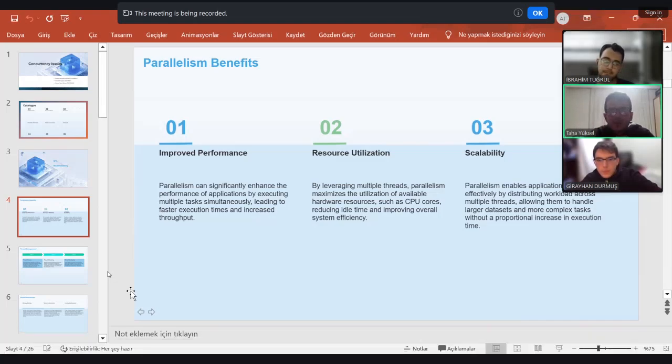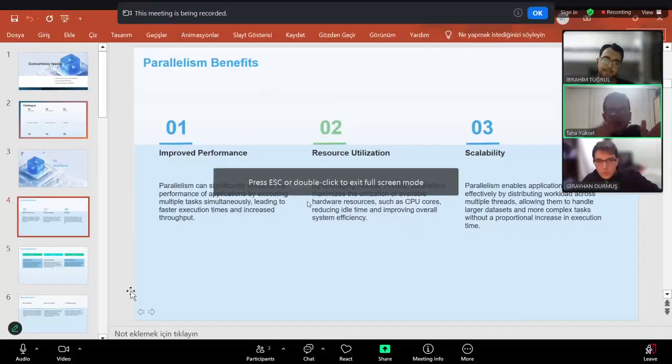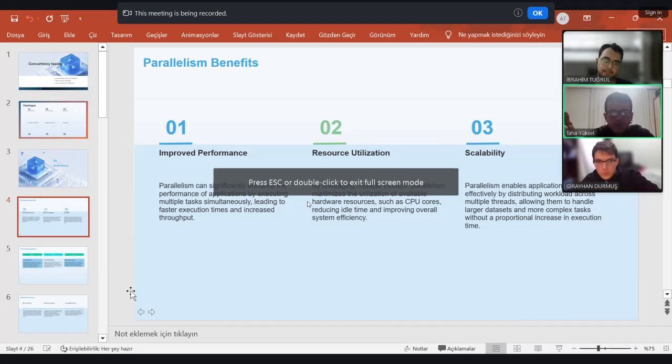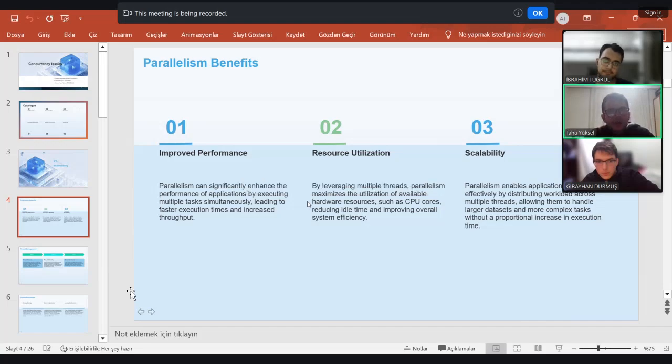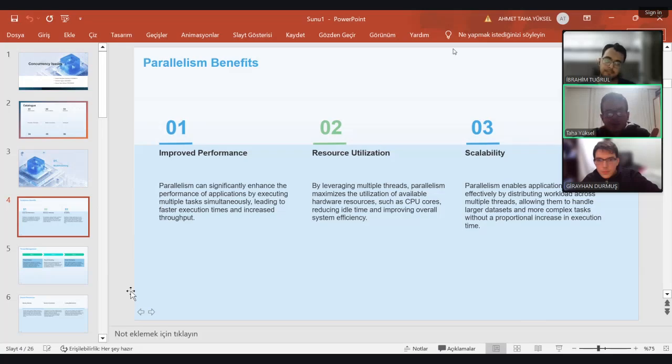The second one is resource utilization. By leveraging multiple threads, parallelism maximizes utilization of available hardware resources, such as CPU cores, reducing idle time and improving overall system efficiency. The third one is scalability. Parallelism enables applications to scale effectively by distributing workload across multiple threads, allowing them to handle larger data sets and more complex tasks without a proportional increase in execution time.